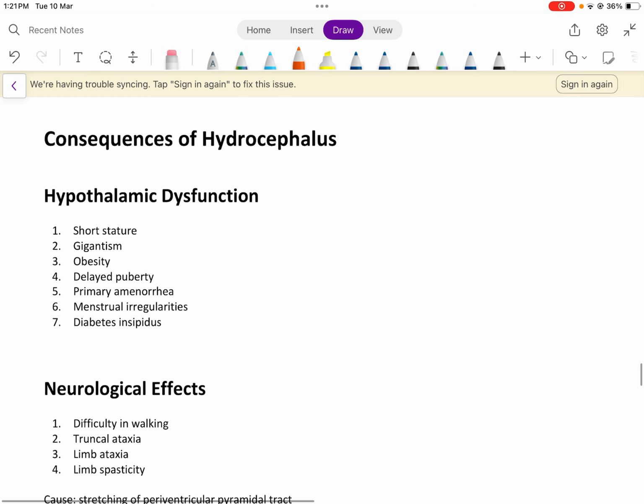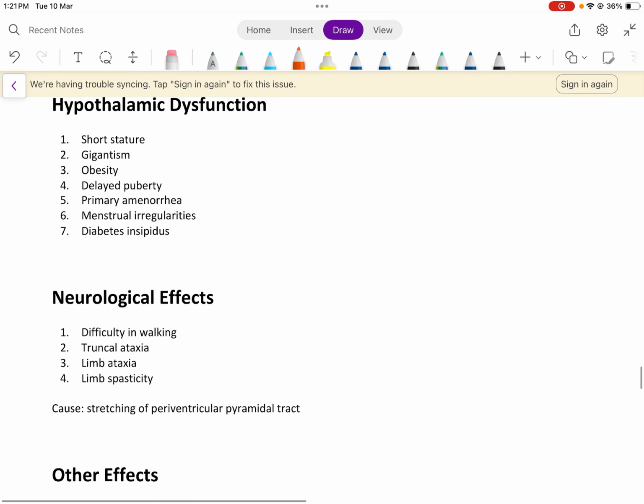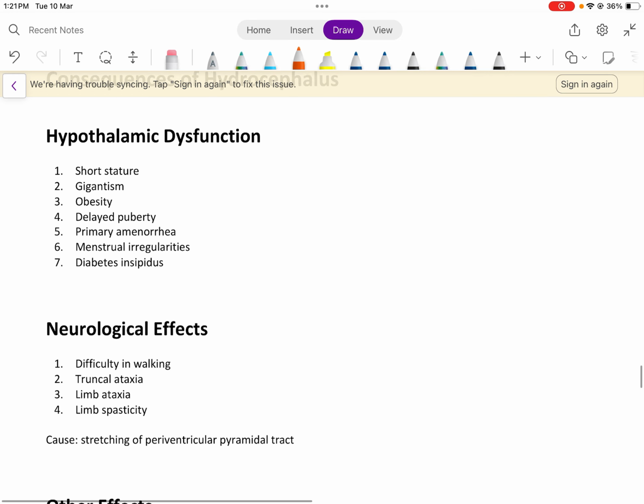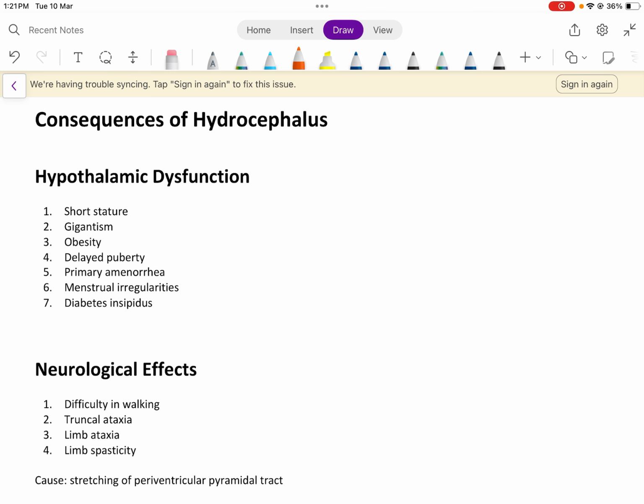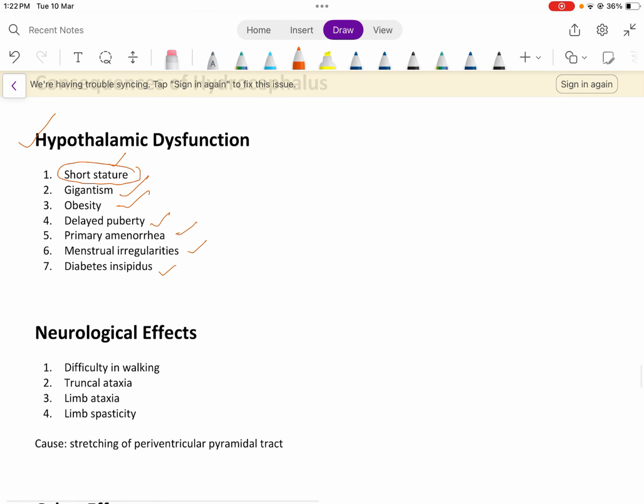Now what are the consequences of hydrocephalus? You have a lot of consequences. You have hypothalamic dysfunction. The hypothalamus is responsible for the secretion of hormones, pituitary hormones also. So the height may be affected, short stature. It can cause oversecretion of growth hormone also, gigantism, obesity, delayed puberty, primary amenorrhea, menstrual irregularities, and diabetes insipidus. So it is a bimodal kind of effect. Short stature along with gigantism, obesity, delayed puberty, menstrual abnormalities.